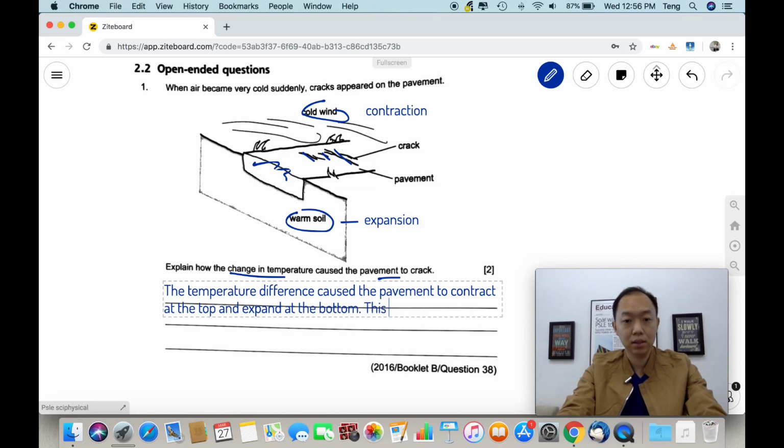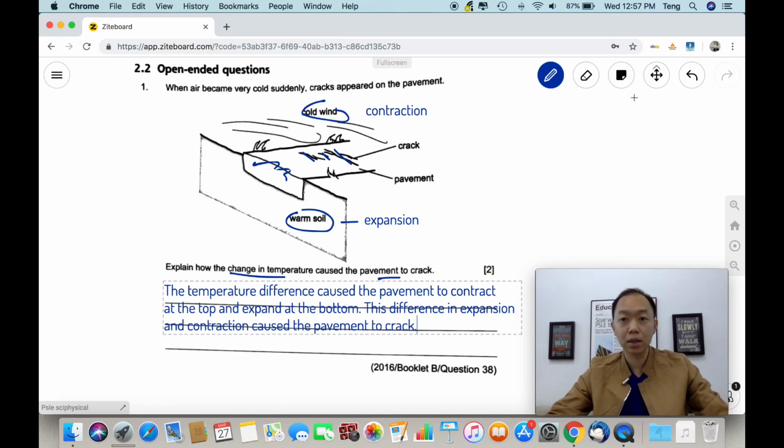Okay, so this difference in expansion and contraction caused the pavement to crack. Okay, so this is how I would answer this particular question very quickly, right?